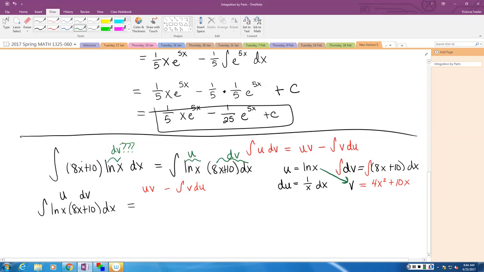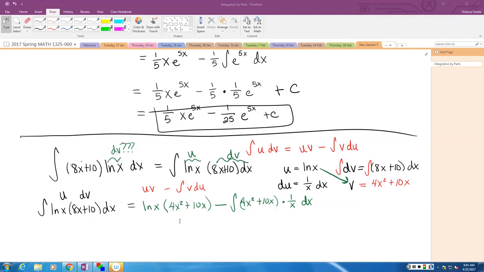What does u times v look like? Natural log of x times 4x squared plus 10x. Okay, so that's my uv, minus my integral, and tell me what to write. V is 4x squared plus 10x, and then my du, good, it's 1 over x dx.